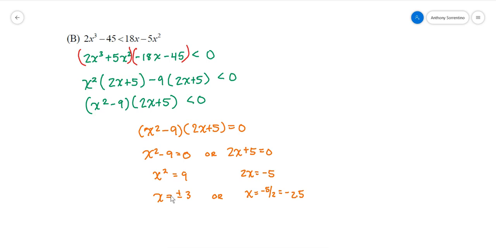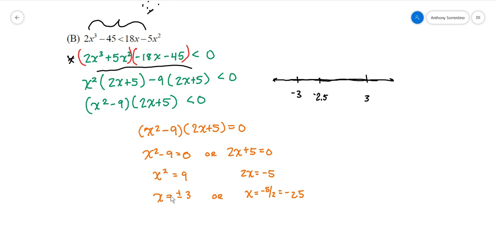I want to solve the inequality, so I'm back up here again, and I'm focusing my attention on this. I have three solutions: negative 3, negative 2.5, and positive 3. These are the three instances that make the left-hand side equal to 0, or would be the instances that would make the original two sides equal to each other. I don't want them to be equal to each other, so these are going to be open circles.